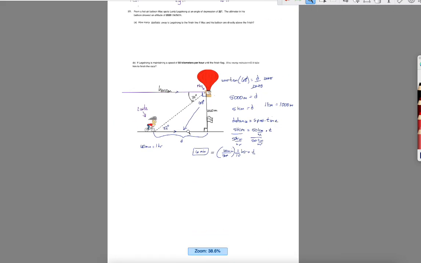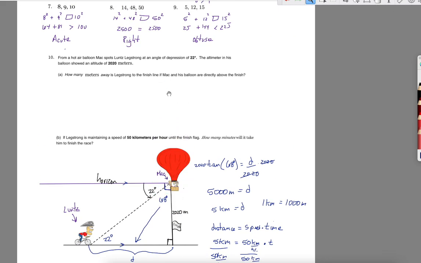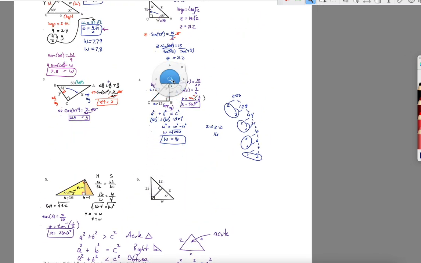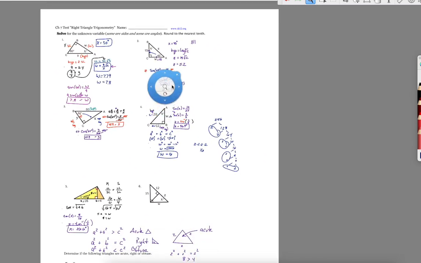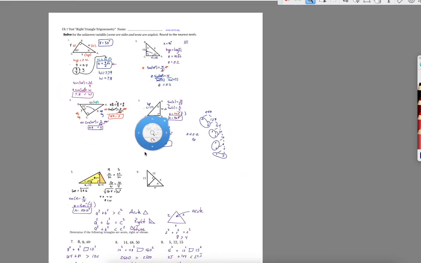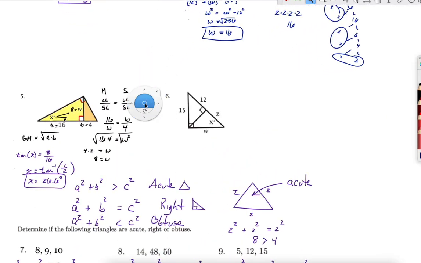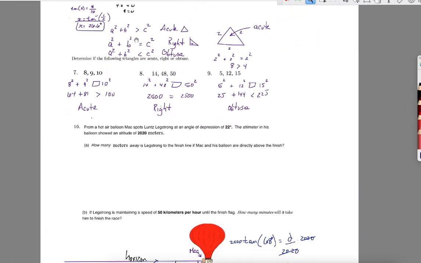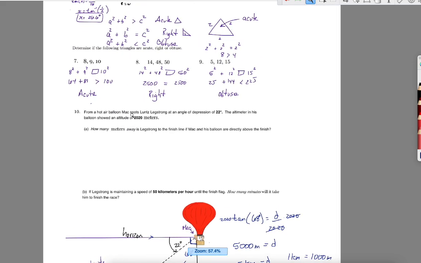Okay, that's all we got for this one. A little more review on some SOHCAHTOA, inverse, some Pythagorean theorem. Threw a little special triangles in there. I got some similar triangles as well. Angle of depression, angle of elevation.